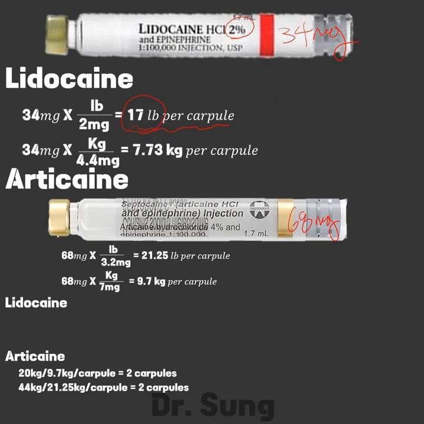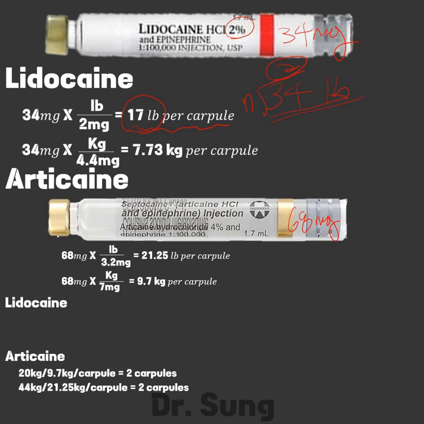Let's say you have a 34 pounds patient. So for a 34 pounds patient, how many carpules can you give? You just divide it by 17, because one carpule is good for 17 pounds. So 17 pounds per carpule. So we can give 2 carpules for this person.